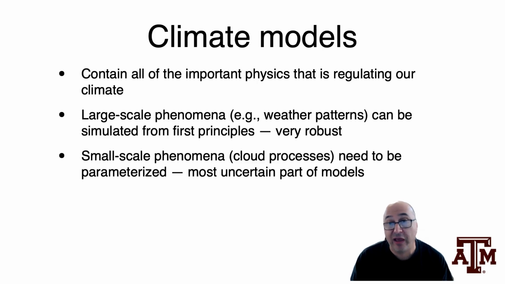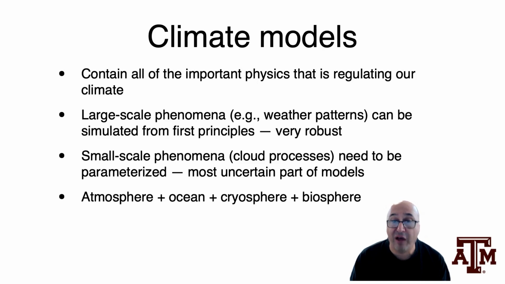Things that are small scale, clouds is the classic example, rainfall is another one, those need to be parameterized. And those are the most uncertain parts of the model. So if the model is going to fail, it's probably going to fail because of a parameterization. Now, I've talked about the atmosphere, but models also have to include the ocean and the cryosphere and the biosphere. Not all models contain all of these, but at this point, the most sophisticated models contain essentially just about everything we can think is going on in the planet that can affect the climate.